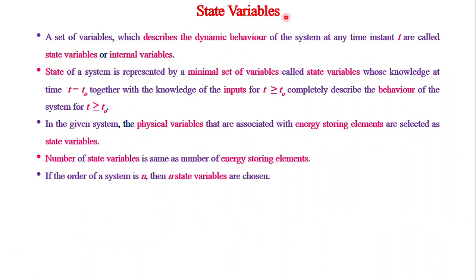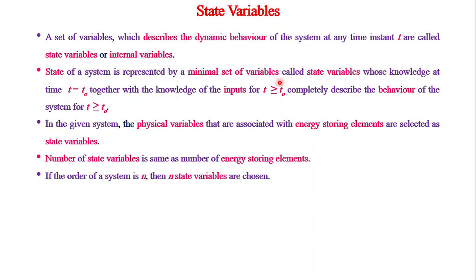Now we will see what state variables are. Generally, state variables describe the dynamic behavior of the system. These state variables are called internal variables, the variables present in the system. The state of a system is represented by a minimal set of variables called state variables. In the literal English meaning, state means status. The status of a system is represented by a minimal set of variables, only the minimum number of variables. Those variables are called state variables, whose knowledge at t equal to t naught, that is the initial time, normally initial time is 0.